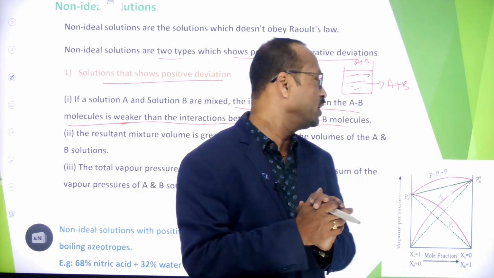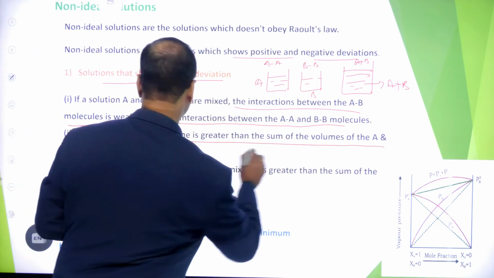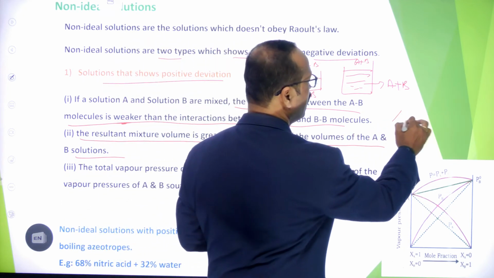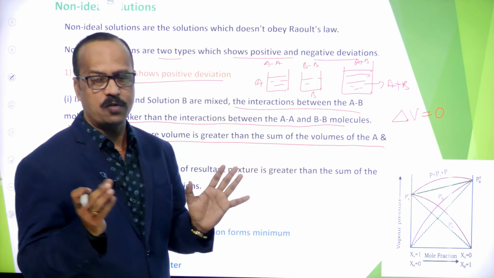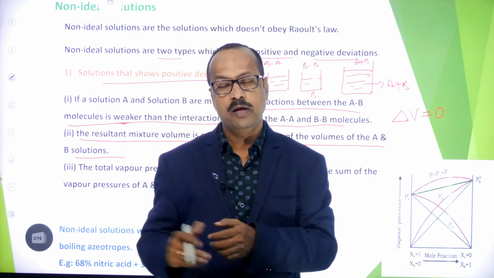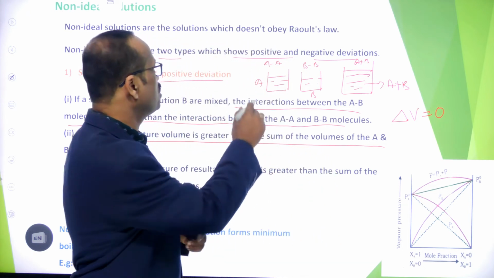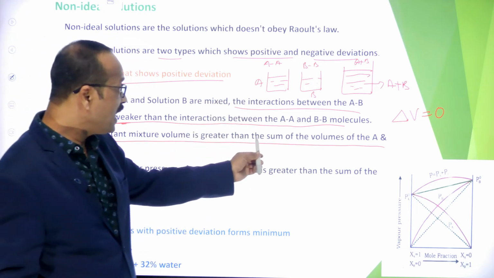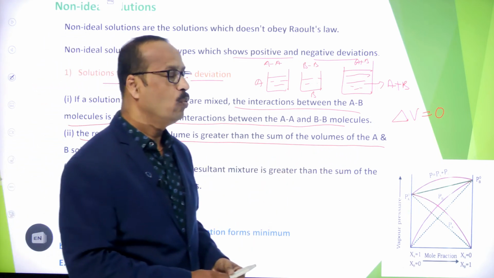Very simple. Okay. Now, the resultant mixture volume is greater than the sum of the volumes. Just now we discussed the ideal solution. In the ideal solution, delta V is equal to 0, meaning volume will not change. If I am taking 100 ml and 100 ml, and mixing both, I will get 200 ml. But in these cases, the volume may not be the same. So in this positive deviation, the resultant mixture volume is greater than the sum of the volumes.